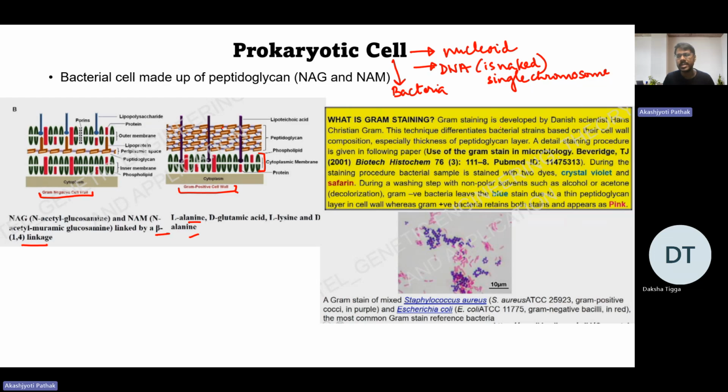So basically, it is a technique which was developed by the Danish scientist Hans Christian Gram, and the technique differentiates bacterial strains based on their cell wall composition, especially the thickness of the peptidoglycan layer. So the differentiation between gram-positive and gram-negative is mainly on the basis of their peptidoglycan layer.